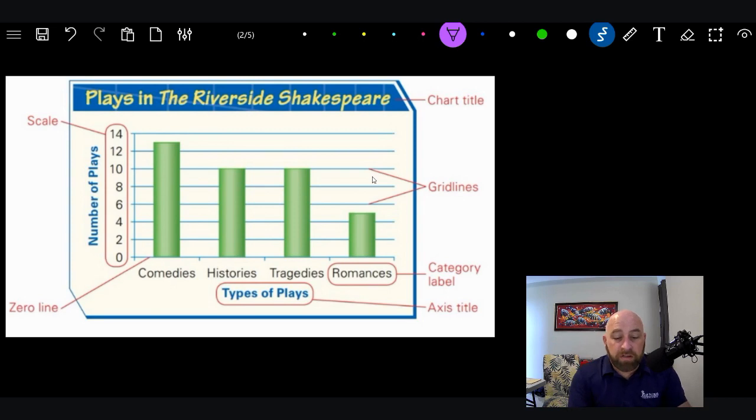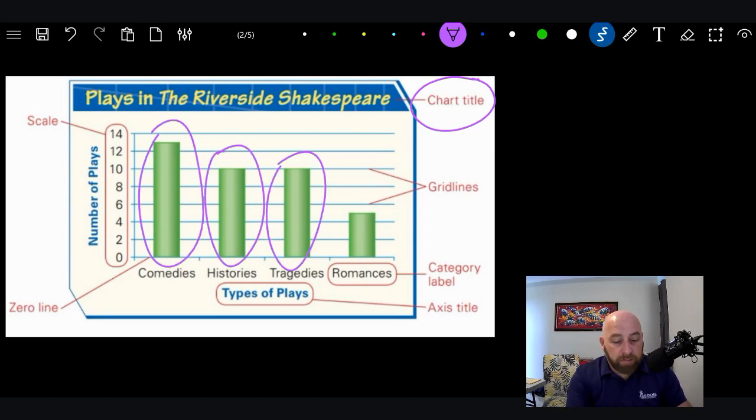Okay, so these are some key components to the graph. That's the chart title. This is in your book on page number 338, by the way, if you want to look in there. Then obviously you have to have the bars, right? The bars are key to a bar graph. If you don't have bars, then you don't have a bar graph. All right, and so let's talk about those bars.